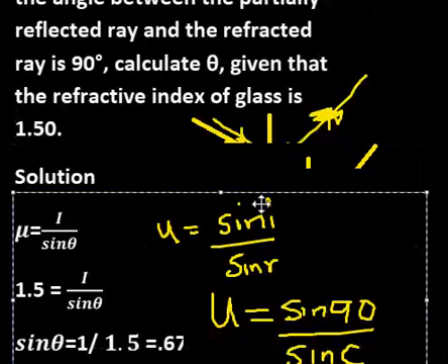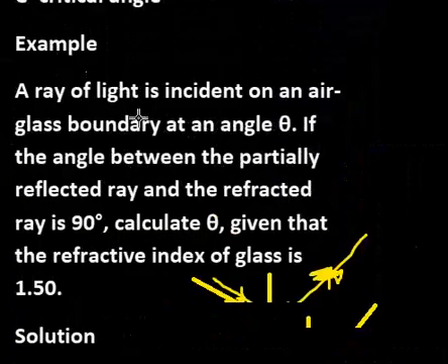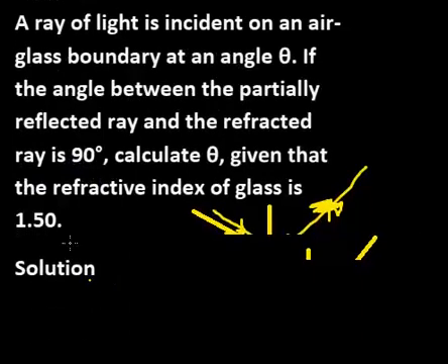But let's look at a question that will illustrate this. I think this is an example. Example: a ray of light is incident on a glass boundary at an angle theta. If the angle between the partially reflected ray and the refracted ray is 90 degrees, calculate theta. So this is 90 degrees. This 90 degrees is the angle of refraction, sorry.